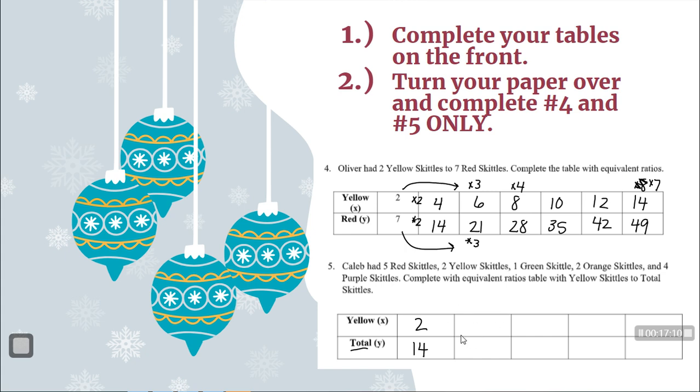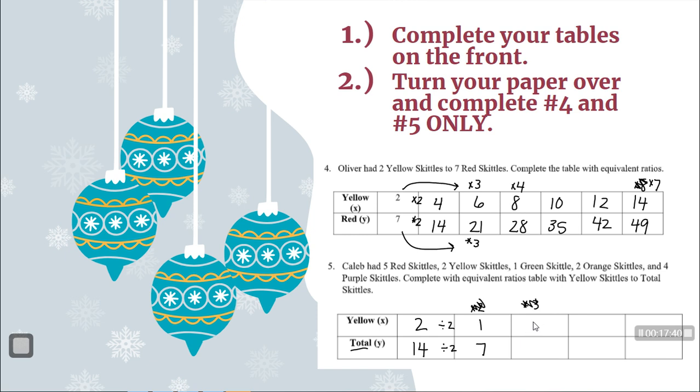Okay, then down here, you could have just kept multiplying, multiply by 2, multiply by 3, but I don't know if you noticed or not, we can simplify this ratio first. We can divide both of these by 2. So I'm going to show you this way. It might not have been the way that you chose, and that's okay. 2 divided by 2 is 1, and 14 divided by 2 is 7. So for every 1 Skittle, he has a total of 7 Skittles.